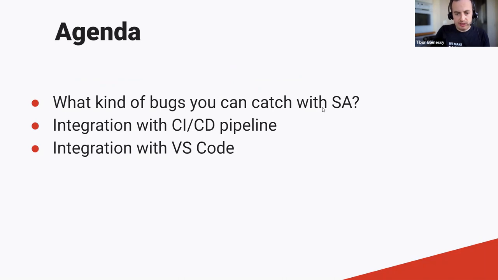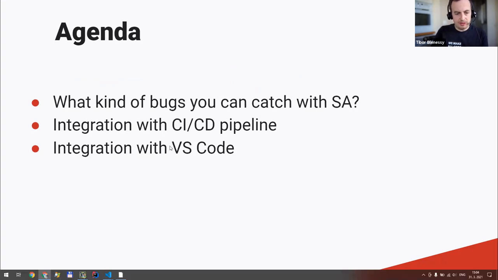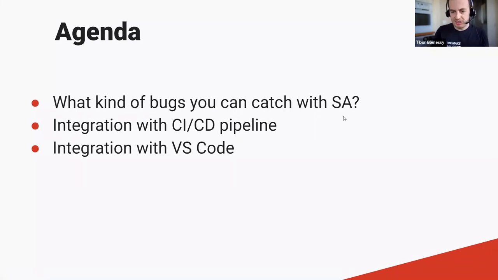So on today's agenda, what I would like to talk about first is what kind of bugs you can actually catch with static analysis. And after this, a bit of theory, I would show a demo about integration with your continuous integration / continuous delivery pipeline. And afterwards, I will also show a short demo of how you can integrate our tools into Visual Studio Code editor. So before I start this theory part, I will just do a quick preparation for my demo because it can take a minute. So we will kind of optimize the time.